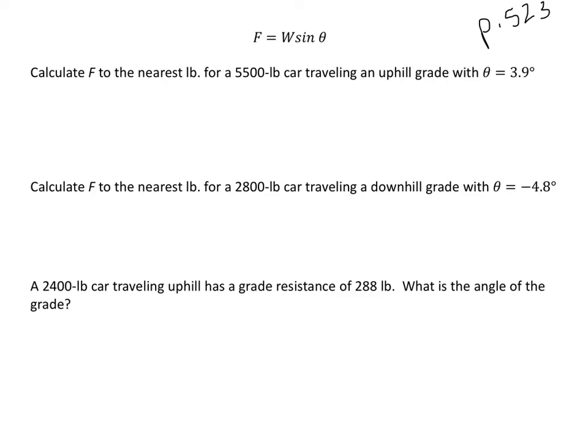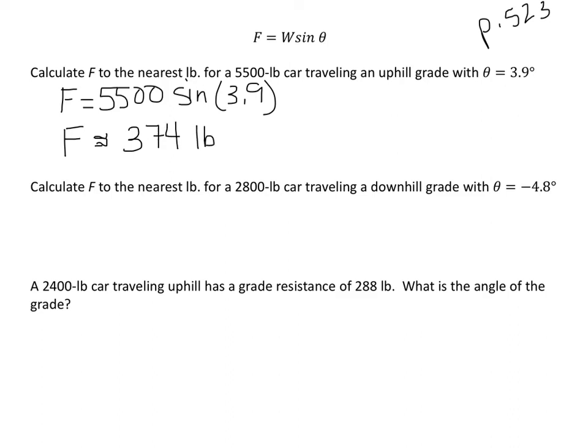So on a problem like this, I need to calculate F to the nearest pound for a car that weighs 5,500 pounds and going uphill with theta equals 3.9. Simple enough. This is kind of what we call plug and chug. Plug in the numbers, chug out the answer. So W equals 5,500. Theta equals 3.9. I'm going to put exactly that into my calculator. And when I do, I will get that F is approximately equal to, it asks for nearest pound, 374 pounds. Now remember these pounds, it's actually a force of gravity, not necessarily the way that we think of pounds. It's a force.